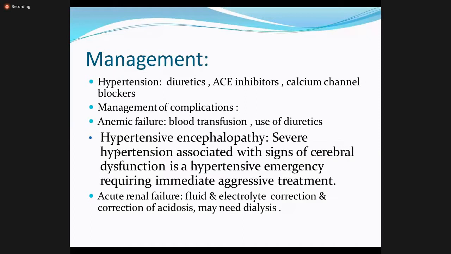If the child develops the complication of acute renal failure, then you have to correct fluid and electrolyte imbalance, correct acidosis, and wait and watch. Most of the time azotemia resolves within 3 to 4 weeks, but if azotemia persists, the child may need dialysis.